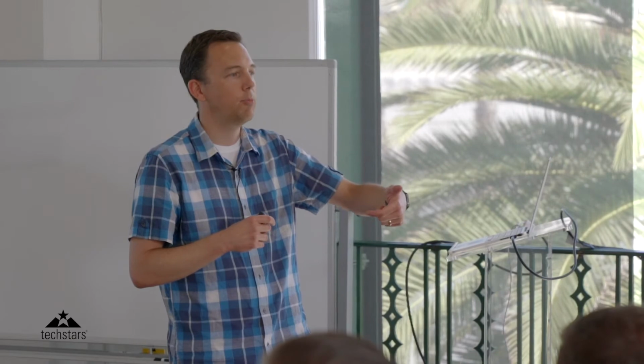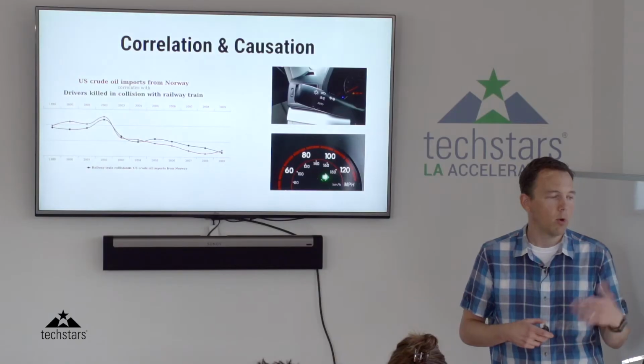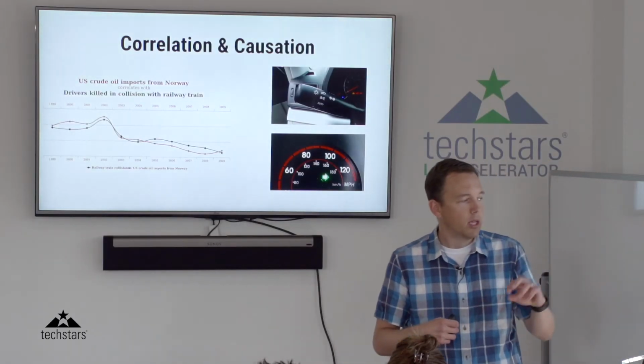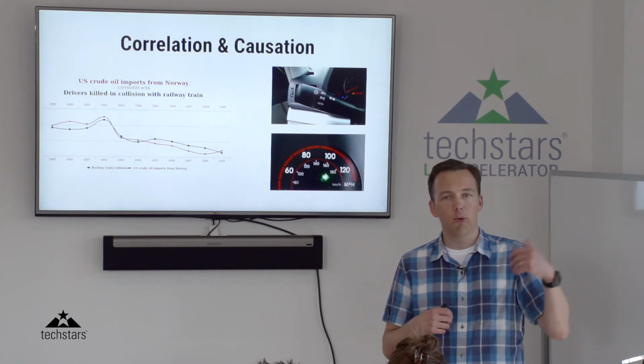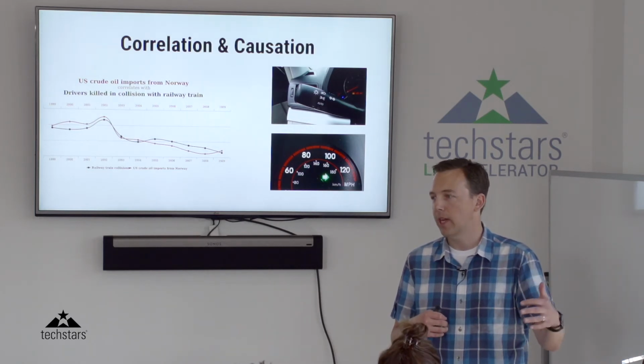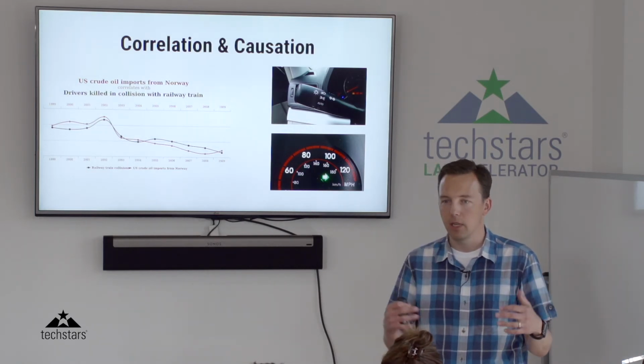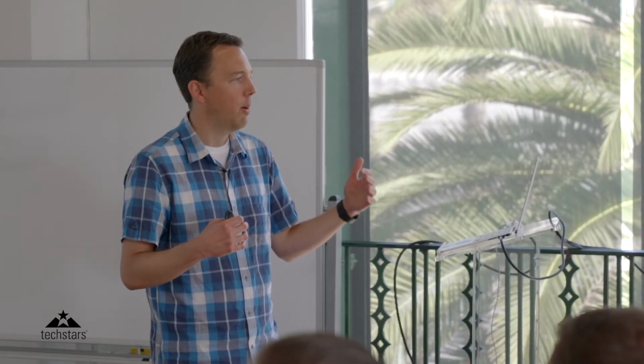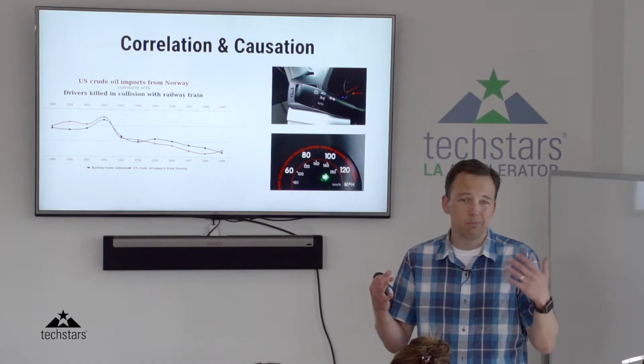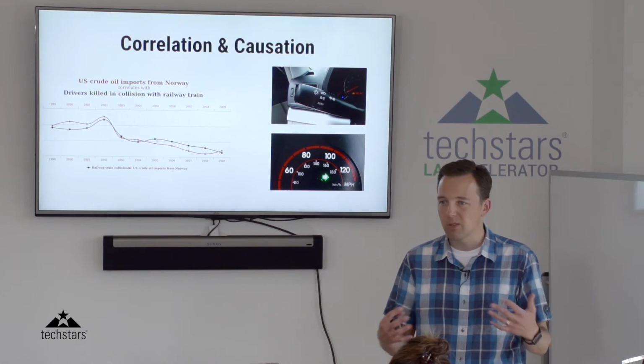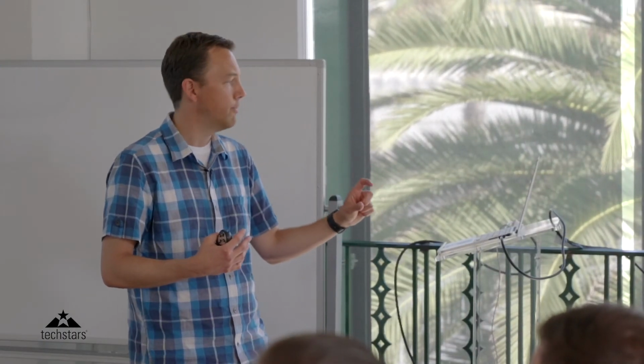The trick with correlation is if you look at it and flip the order and it still makes sense, you probably have correlation. We'll go back to this one as an example. If you could say, if we import more crude oil, do train accidents go up? Okay, that makes sense. Train accidents go up means we import more crude oil. Maybe, maybe not, but it's coherent. It sort of makes sense. That's when you know you have correlation.